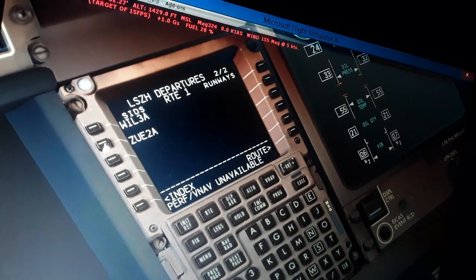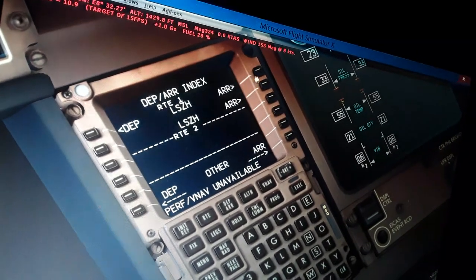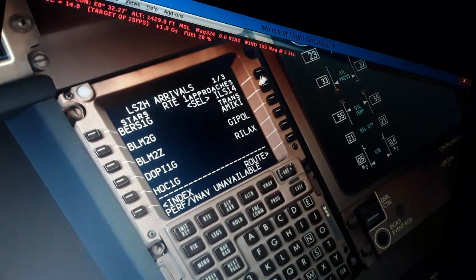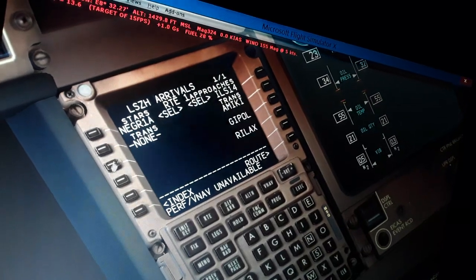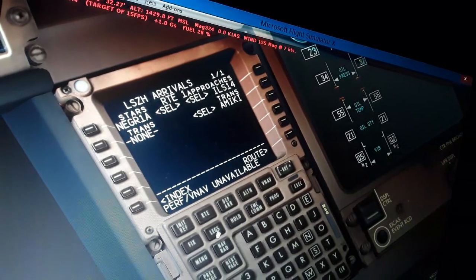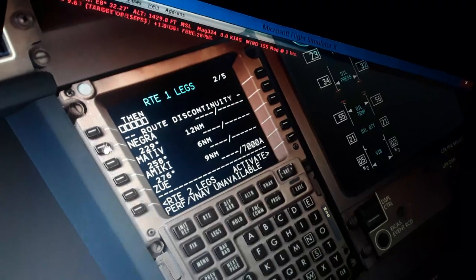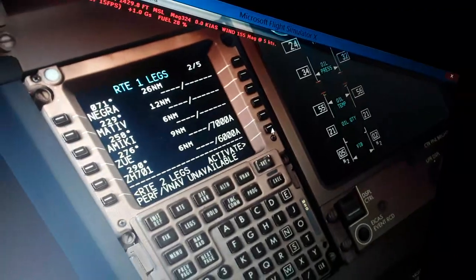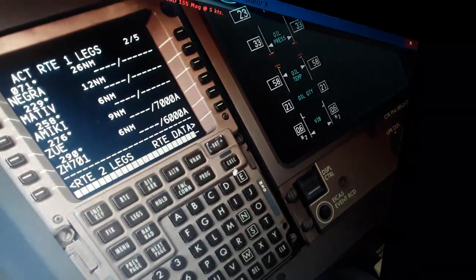This runway, transit fix. And arrival LSZH. This runway, transit fix. So we have the legs. Cancel the discontinuity, activate over here, and execute over here. Activate and execute.